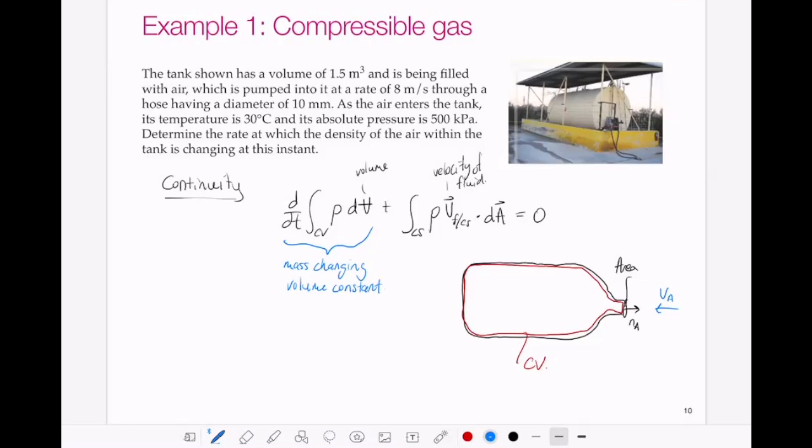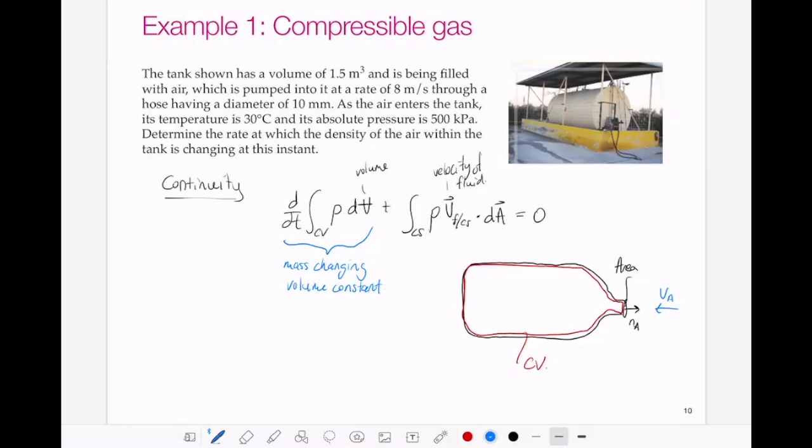So one thing we have to do with this first integral is assume that the density within the tank, assume there's sufficient mixing as air is added, that the density throughout the tank is the same. The density might be changing with respect to time, but the density at the front of the tank isn't different than the density at the back of the tank. So that's an assumption we need to make. The density within the entire control volume is the same.